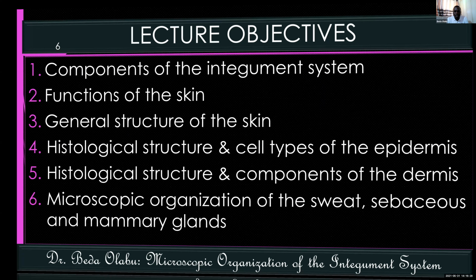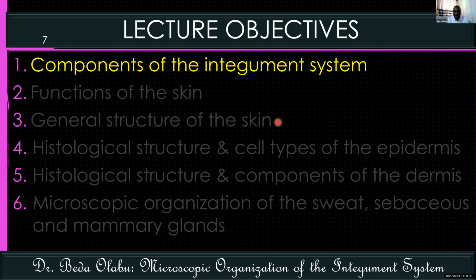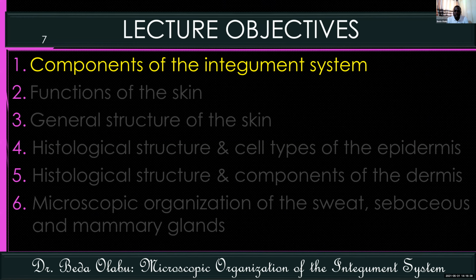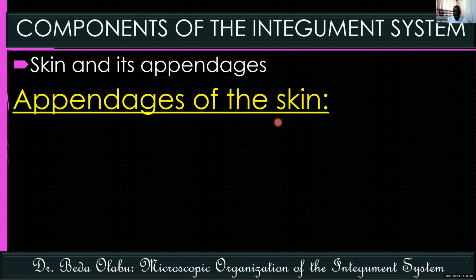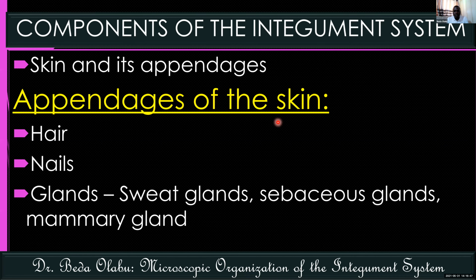Let's start with the first aspect, which is the integument system components. When we talk of integument system, we are referring to the skin and its appendages. And when we talk of appendages of the skin, we are referring to anything that is attached to the skin. So hair, nails, and glands are part of skin appendages. And the glands which are part of skin appendages are these ones: sweat glands, sebaceous glands, and the breast, which we call mammary glands.